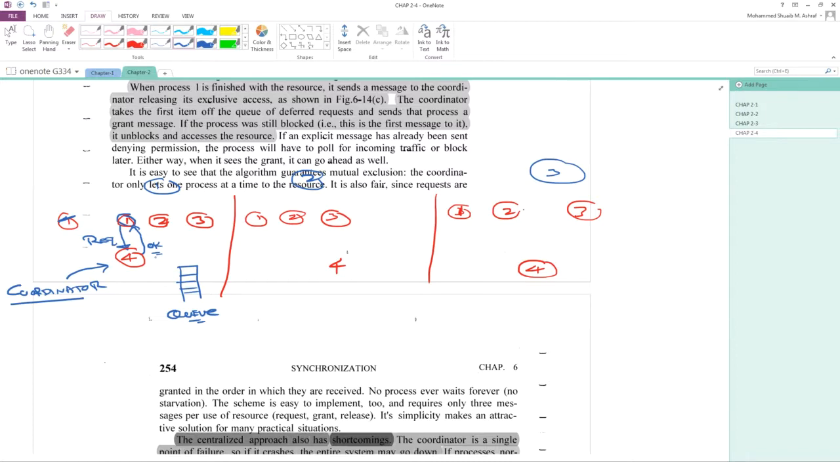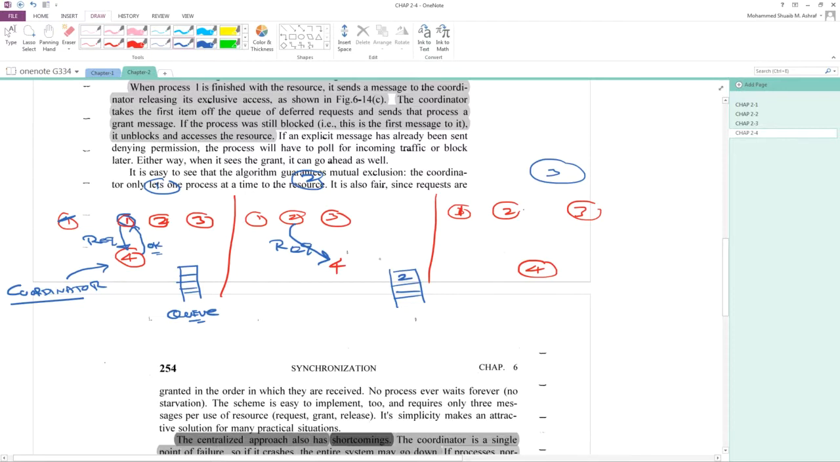Diagram number 1. Any problem? Now diagram number 2. Here the computer is busy with process number 1. Now at the same time process 2 wants to access. So if process 2 wants to access, he will look to request. So now the computer is busy with process 1. So what will happen? Immediately process 2 will go to the waiting queue.